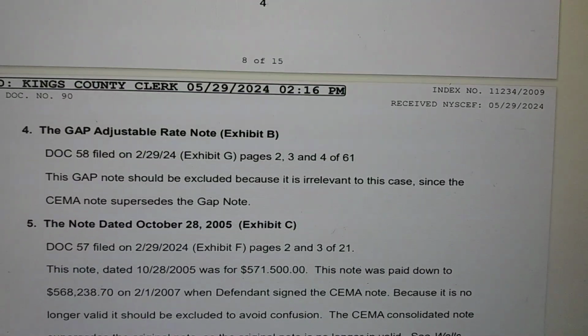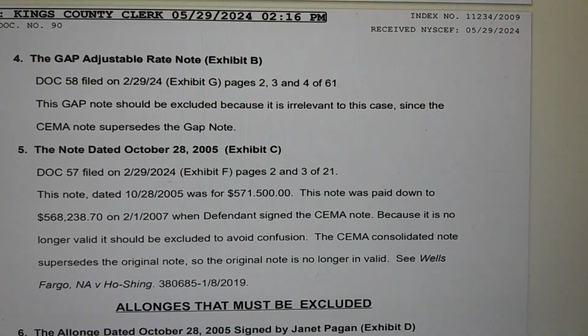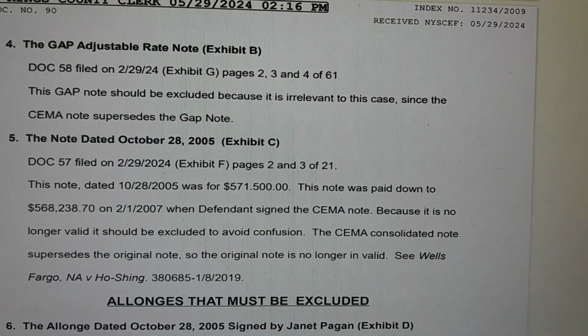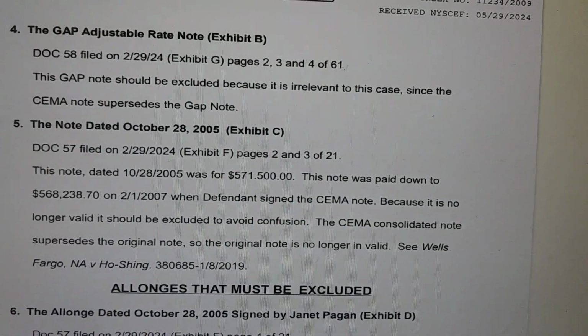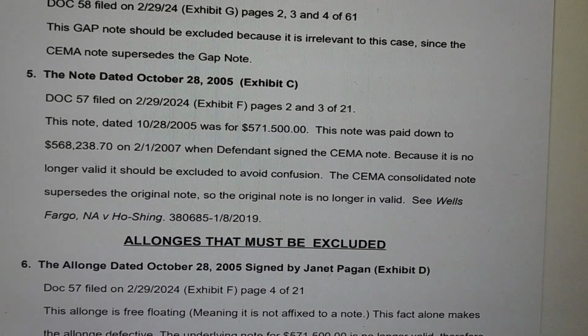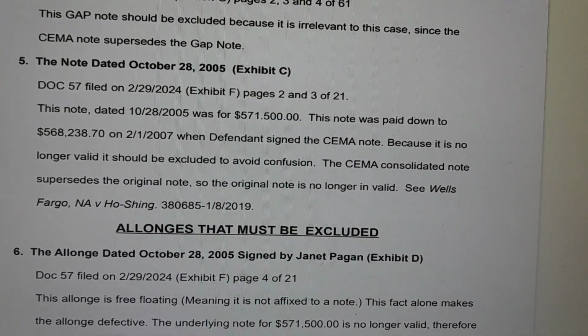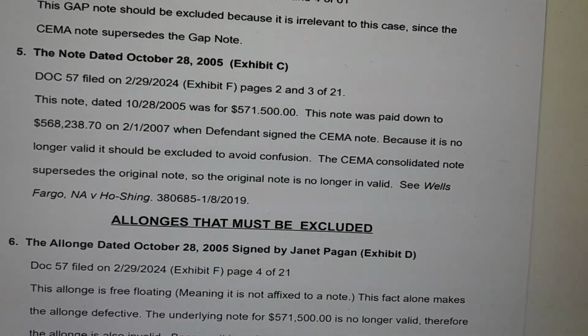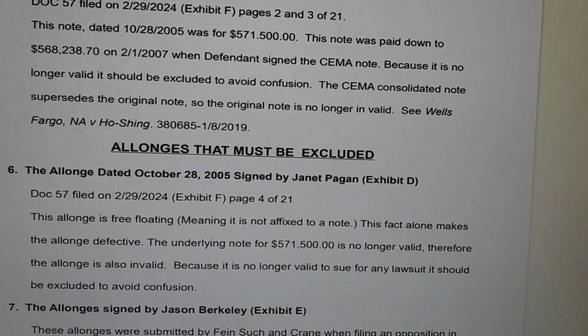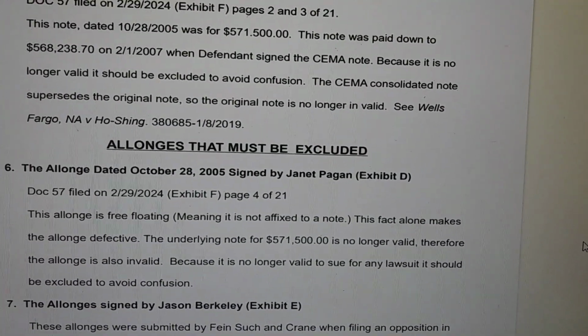And then here's some more notes that have to be excluded because the gap note should be excluded because it's irrelevant to this case since the SEMA note supersedes the gap note. And this other note dated October 20th of '05 should be excluded because again the SEMA note, which is the consolidated note, supersedes the original note. And they're trying to use both of them against him.